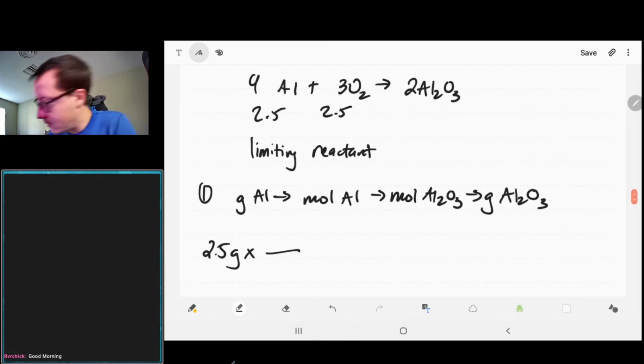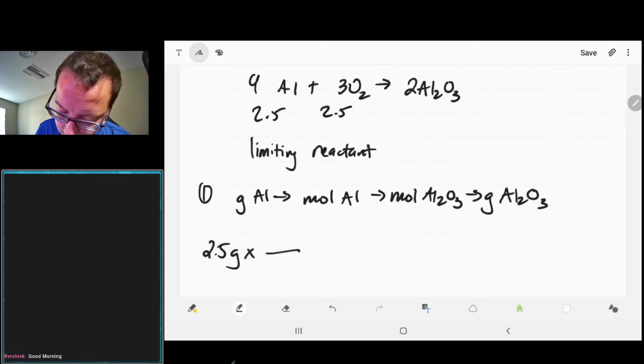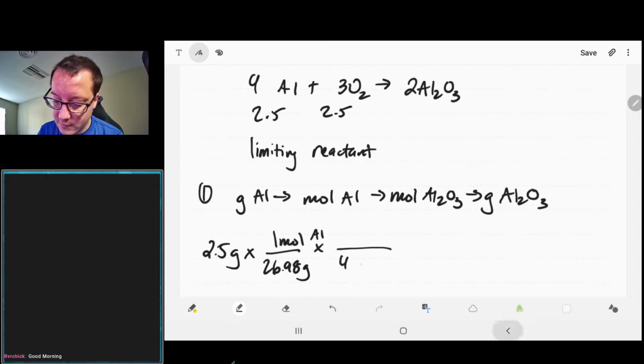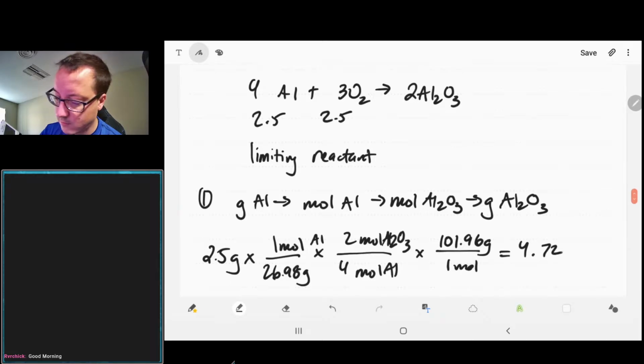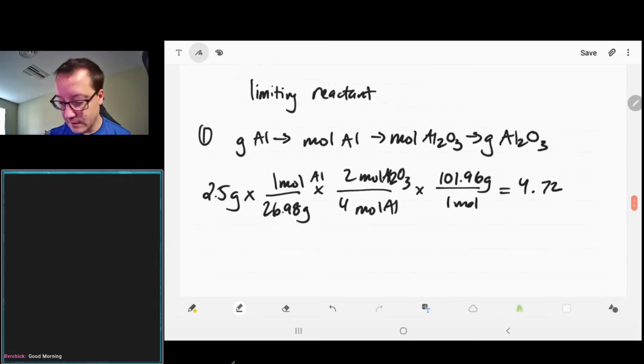2.5 grams times aluminum, where are you? 26.98. One mole aluminum. We have 4 moles of aluminum on the bottom, 2 moles of aluminum oxide, molar mass of aluminum oxide, 2 times 26.98 plus 3 times 16 is 101.96 grams, 1 mole on the bottom. Here we go, calculator time, 2.5 divided by 26.98 divided by 2 times 101.96. And you get 4.72, thereabouts. We'll just leave that one alone. Do the same thing with oxygen.